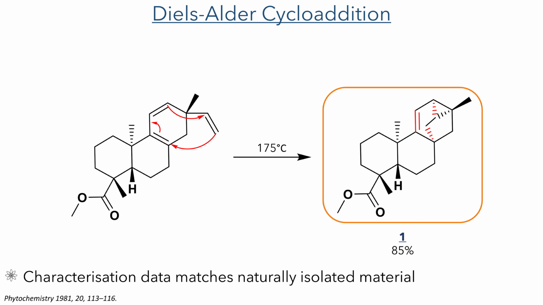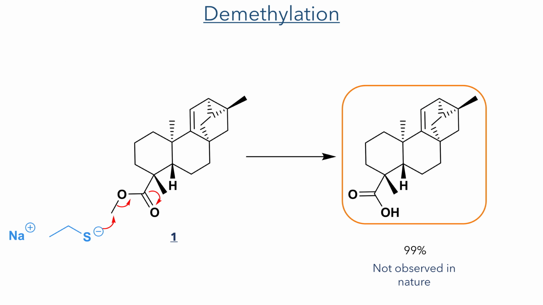Heating the compound in a sealed tube at 175 degrees for 9 hours was successful in carrying out the cycloaddition, producing the product in an 85% yield. This is the first of the Trachylobane natural products synthesized in this work, and the characterization data was in agreement with that reported for the naturally isolated material. From this intermediate, the authors could synthesize a number of other compounds.